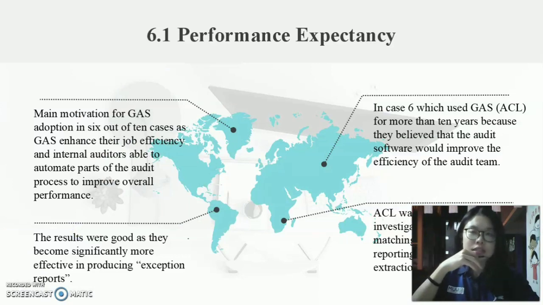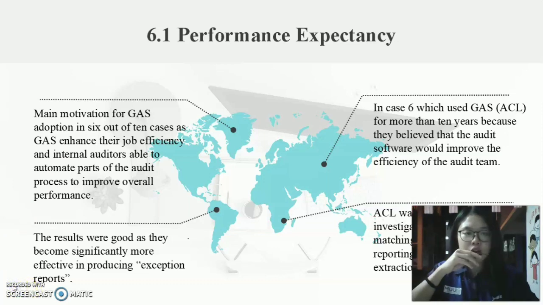Performance expectancy is the degree of belief in how well the adoption of GAS, generalized audit software, will increase the job efficiency of internal auditors. Performance expectancy is the main motivation for GAS adoption in 6 out of the 10 cases, as GAS enhances their job efficiency and internal auditors are able to automate part of the audit process to improve overall performance.